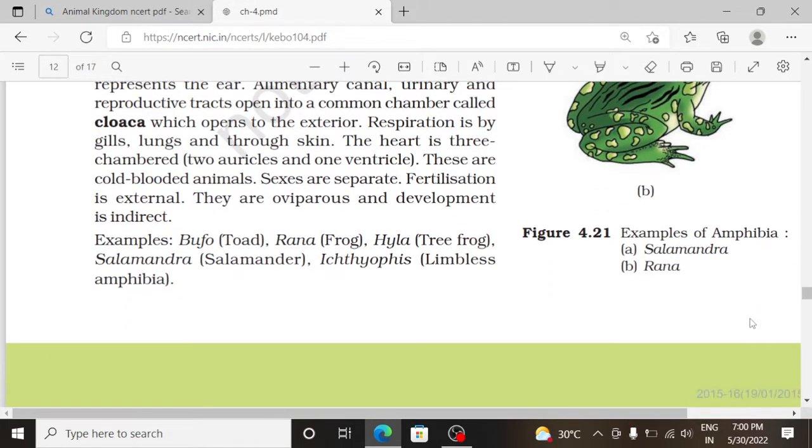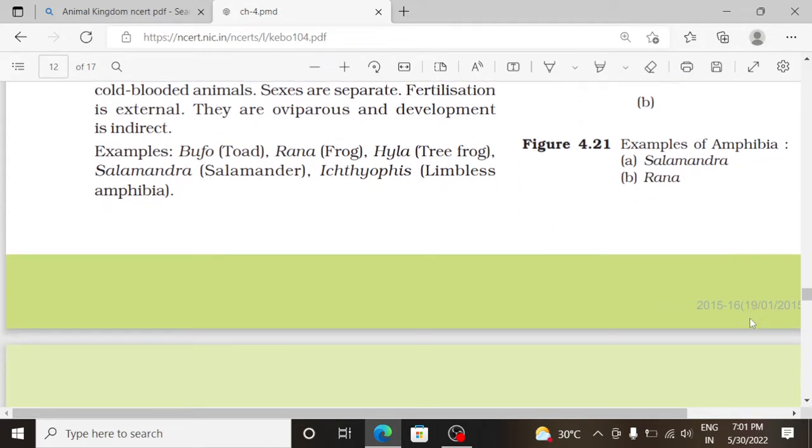Respiration is by gills, lungs and through skin. The heart is 3-chambered, 2 auricles and 1 ventricle. These are cold-blooded animals. Sexes are separate. Fertilization is external. They are oviparous and development is indirect. Examples are Bufo, called toad, Rana, called frog, Hyla, tree frog, Salamandra, salamander.